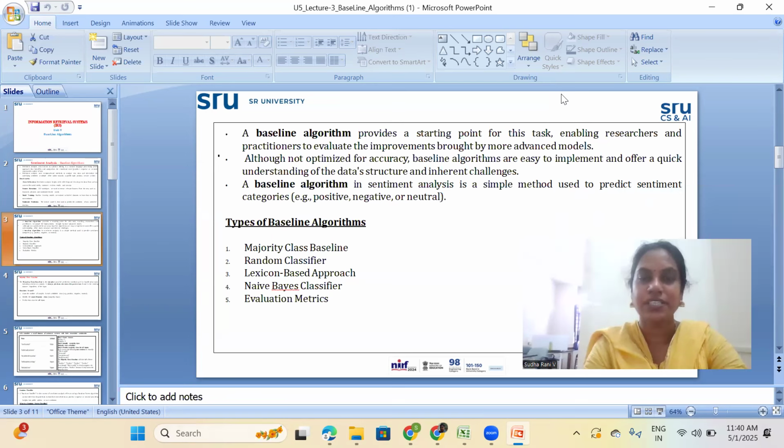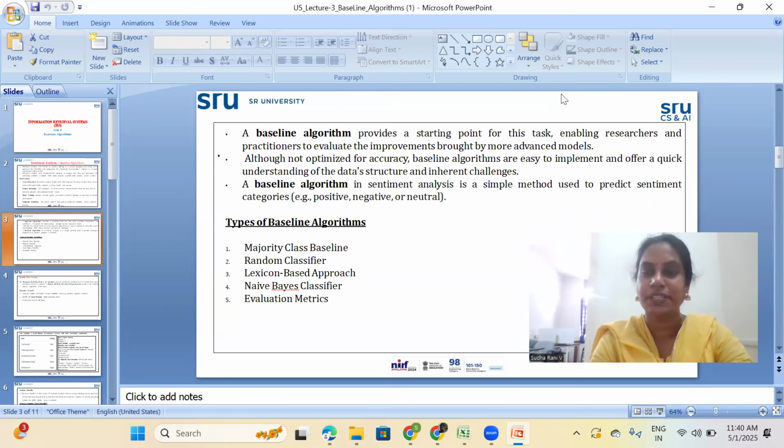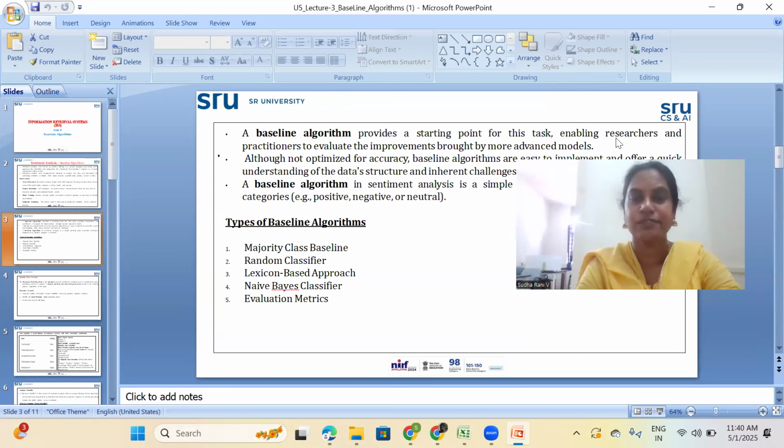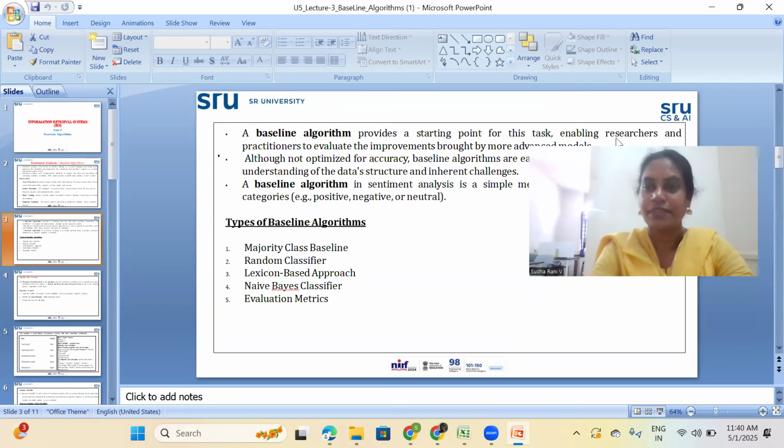A baseline algorithm in sentiment analysis is a simple method used to predict sentiment categories, for example positive, negative, or neutral. Let's take a live example regarding sentiment analysis. Nowadays, everything is online shopping. As a customer, if you want to do any online shopping, first we check the reviews, points, or the feedback.